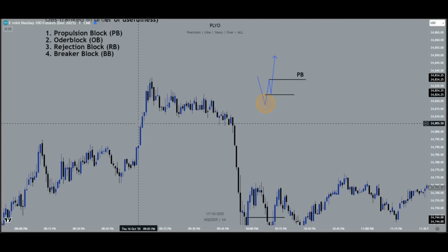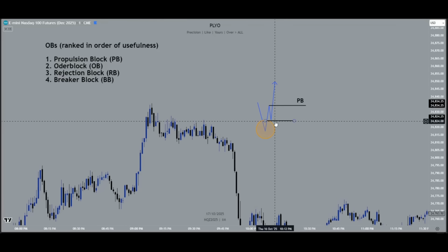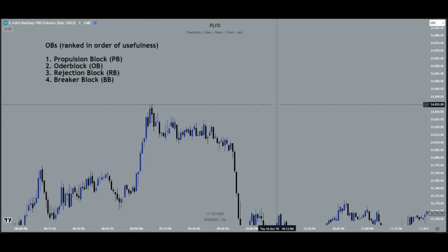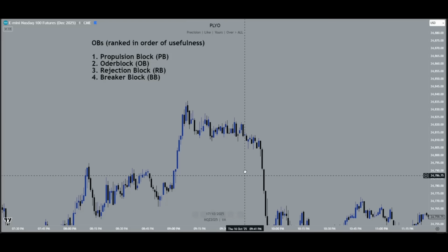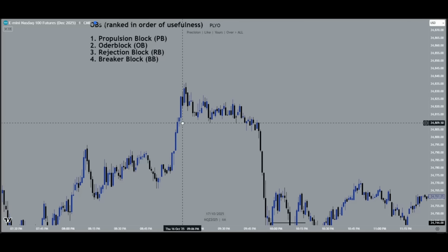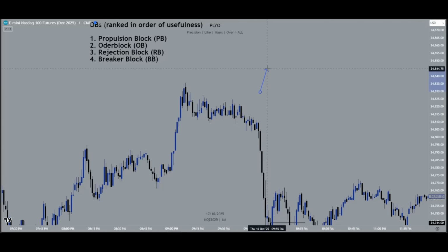Why is propulsion block my favorite? You may be wondering. Because you can gauge a reaction off of an OB. Say you're not sure that this is going to be the main swing high. If we get a propulsion block off of it, or prop block for short, that simply means that we have a very high chance of eventually speeding up to the downside. Now, once again, think back to what I was saying like this.